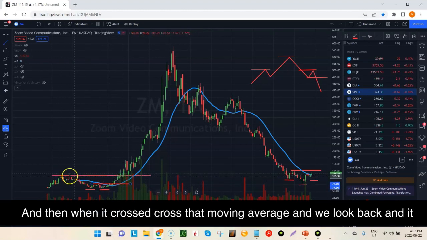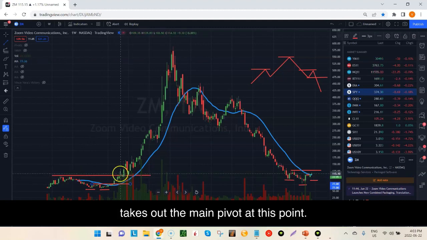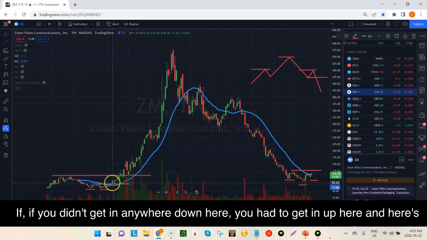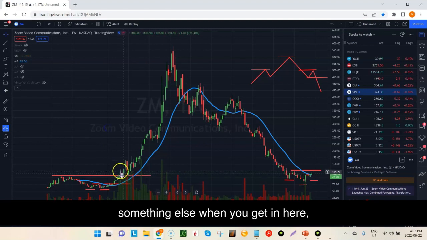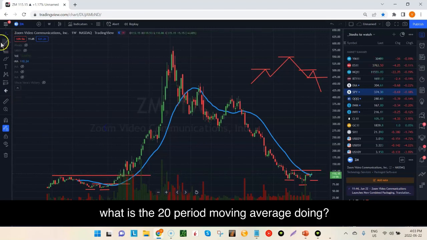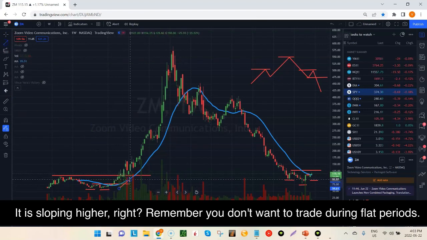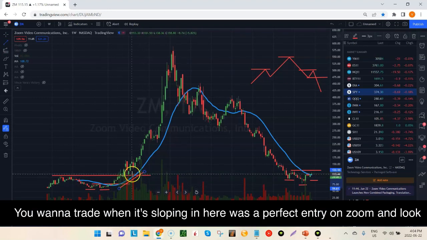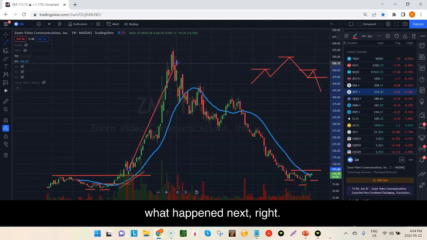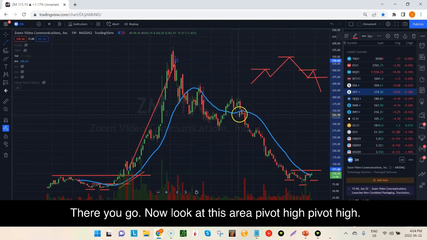And then when it crossed that moving average and we look back and it takes out the main pivot, at this point, if you didn't get in anywhere down here, you had to get in up here. And here's something else. When you get in here, what is the 20-period moving average doing? It is sloping higher, right? Remember, you don't want to trade during flat periods. You want to trade when it's sloping. In here was a perfect entry on Zoom. And look what happened next, right? There you go.